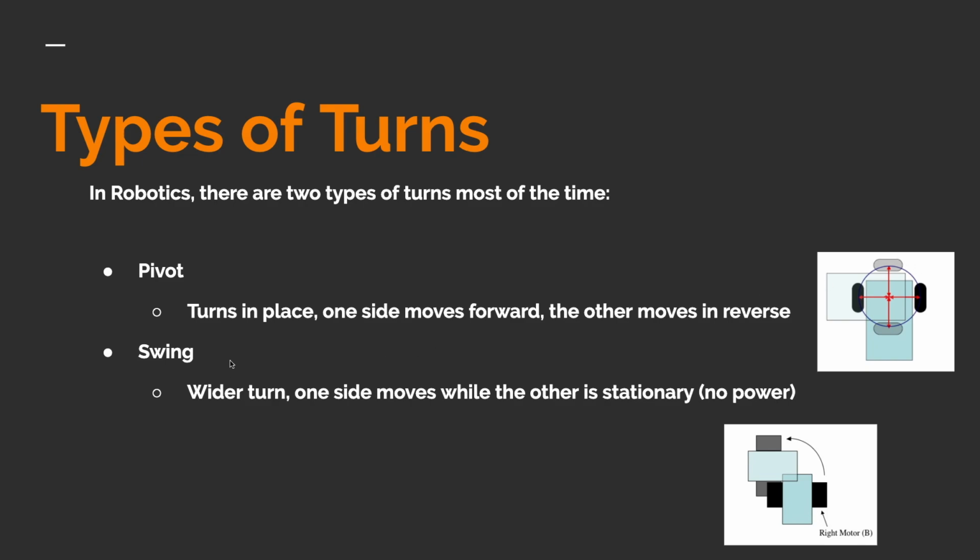But in a swing turn, one side is actually stationary, so there's no power to this motor, while the other side has power. So this is trying to go forward, but since this is stationary, we get a wide turn. So this wheel will end up over here, and this wheel will end up over here. So this is still a 90-degree turn, but it's not in place, and that's the biggest difference. So let's code this.